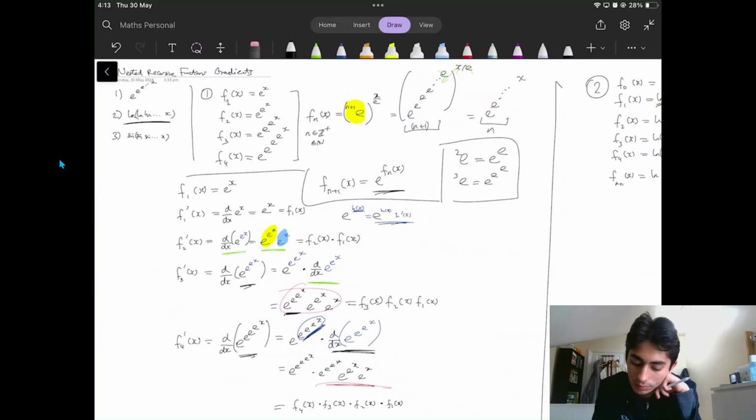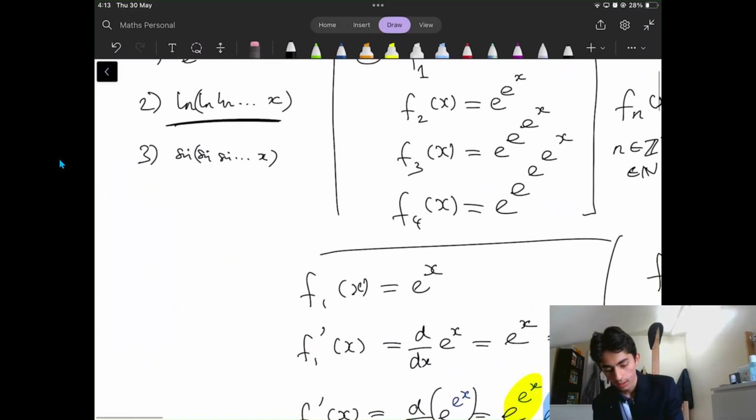Should I try this out with... I'm trying to think of a function to experiment with. Another one, right? Let's do it with tan. Why not? So number 4, tan of x.